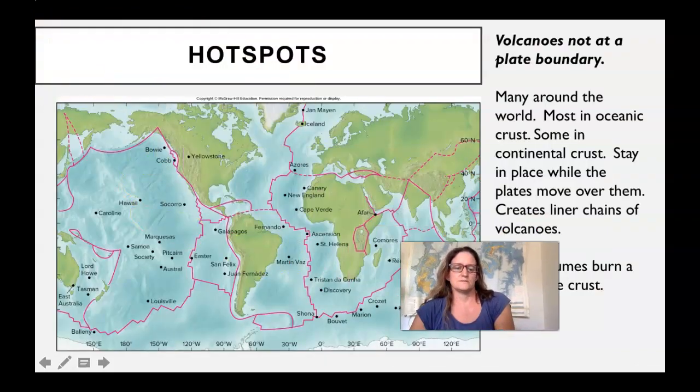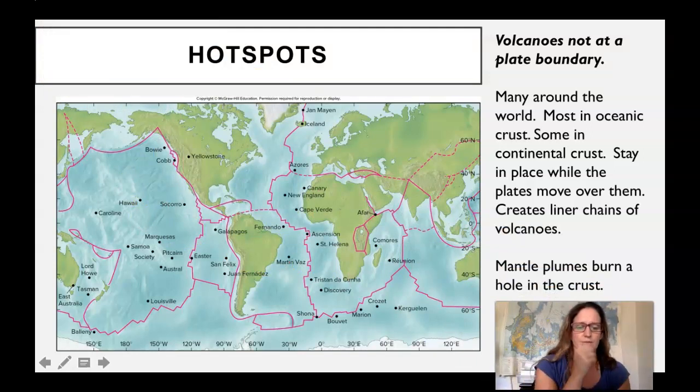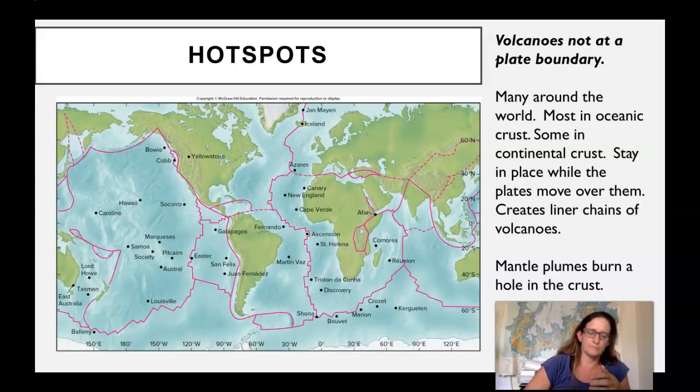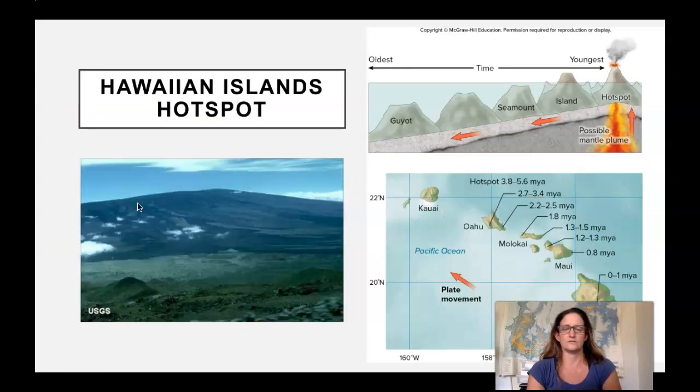Okay, hotspots. These are not at a plate boundary, like the top says there. What they are, dotted around the world, are volcanoes that are not at plate boundaries, and they are active, and it occurs when there's what's called a mantle plume, where within the mantle there's a hot spot that burns up through oceanic or continental crust. So for the United States, our two most famous ones would be Yellowstone and also Hawaii. And they just burn a hole in the crust and create a chain of volcanoes.